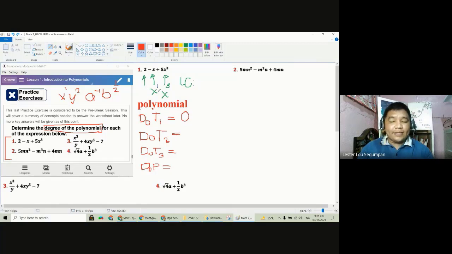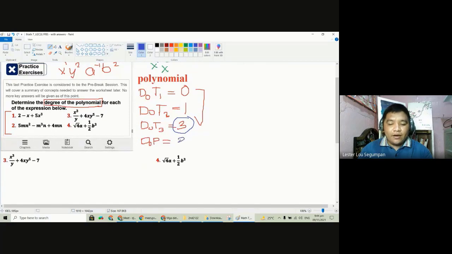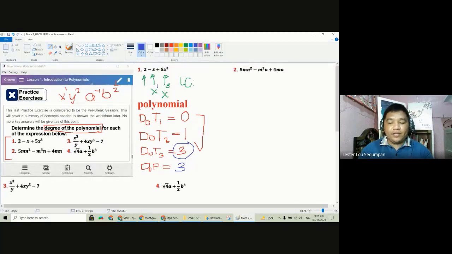The degree of the term for the second term is the exponent of the variable x, which is 1. And the degree of the term for the third term is the exponent, which is 3. Out of these three, the largest is the degree of the third term, which is 3. And this is now the degree of the polynomial, because the degree of the polynomial is the largest or the highest degree of a term. That is how we determine the degree of the polynomial.